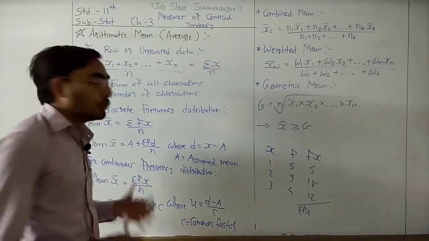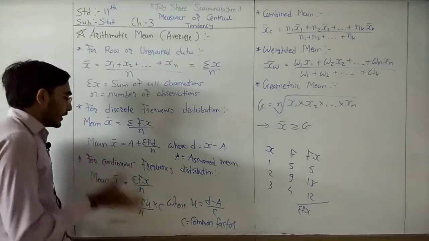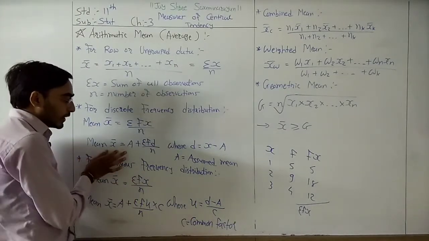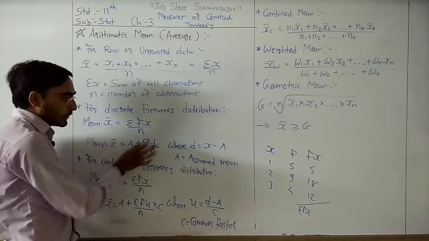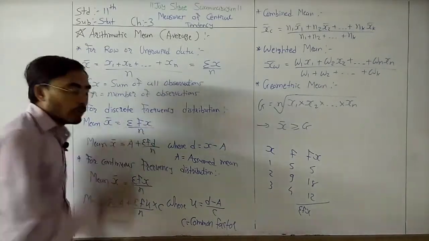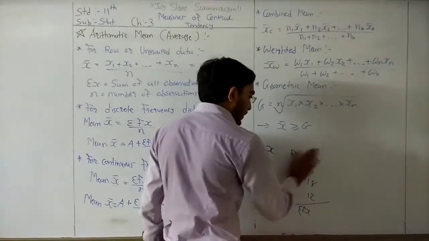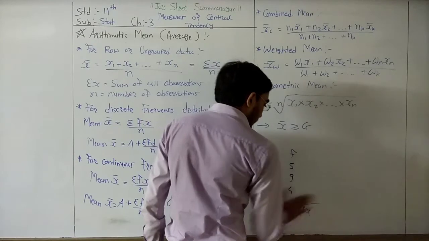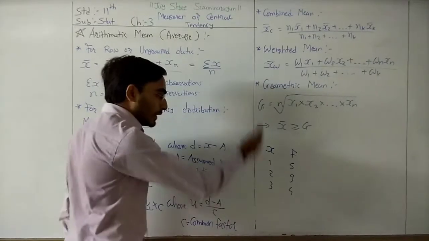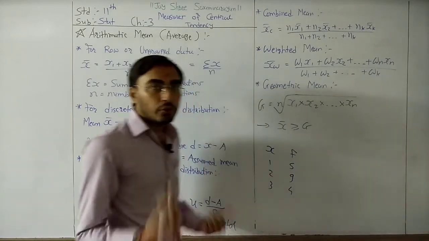Now for discrete frequency distribution, if the numbers are very large, then for simplicity we can take one assumed mean. That means the shortcut method, and the formula for mean x bar is equal to a plus sigma fd divided by n. Here instead of x we have d. So if x and f are given to you, then from the values of x you can take one assumed mean.